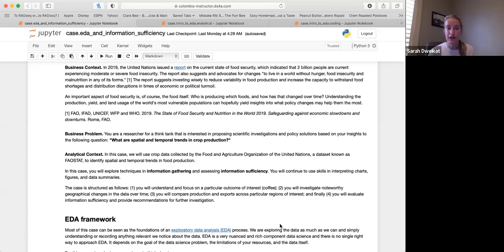Like we talked about, for our main goal for this case, we're going to explore techniques for information gathering and information sufficiency. Do we have enough information to answer our question? And we're going to focus on data from the Food and Agricultural Organization of the United Nations. That data set is abbreviated as FAOSTAT here. So this is the data set that we will use for our case today.